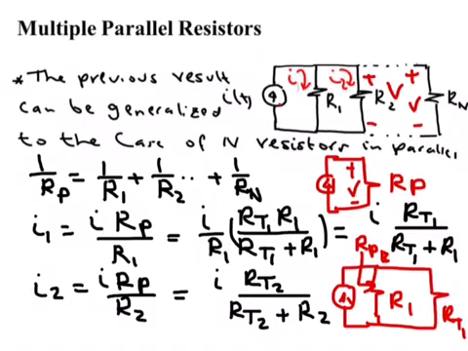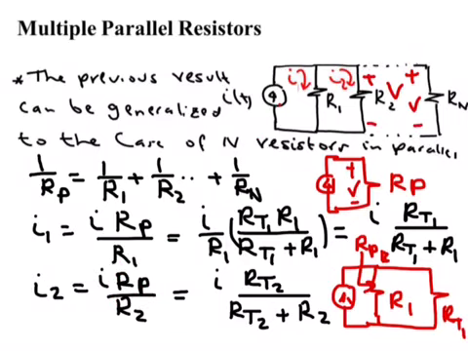So you have to do one calculation. Find the parallel combination of all resistances except for R1, and this is going to give you RT1. And then multiply your current by RT1 over RT1 plus R1. You do exactly the same for the second resistor. This is the voltage V divided by R2, you get I2.